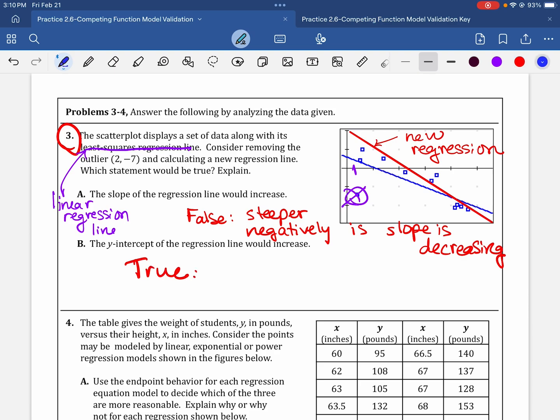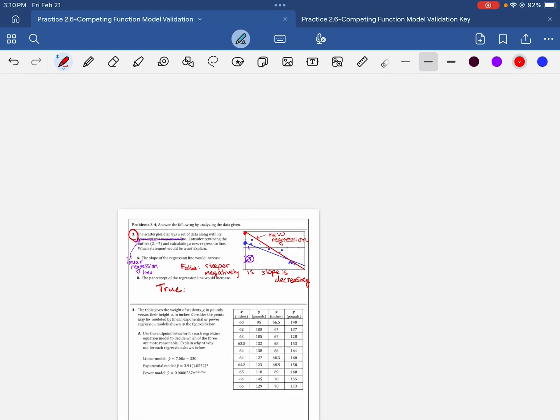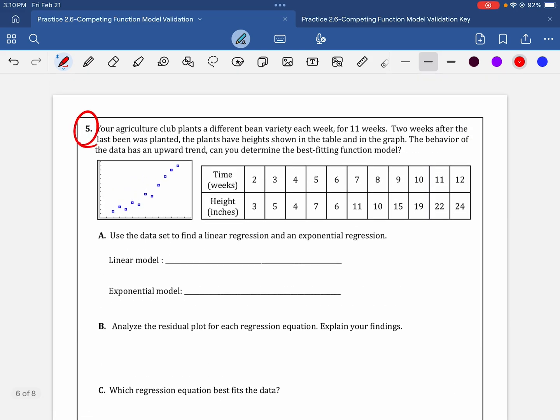Because we see that the blue one's y-intercept was about there. The red one's was higher up on the y-axis. That's all. You don't even have to give a reason. That's it. All right, number 5.